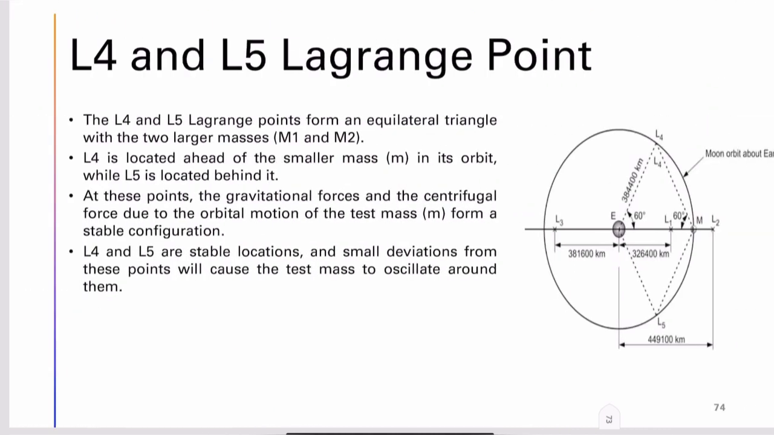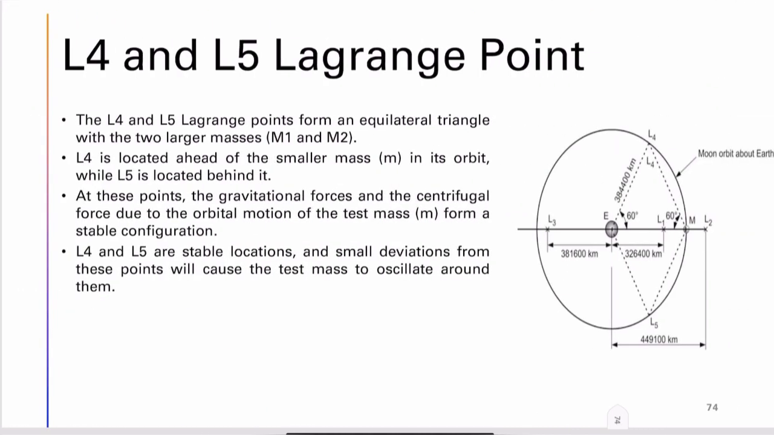Now, the last two Lagrange points are L4 and L5. So L4 and L5 are here. L4 and L5 form an equilateral triangle with the two larger masses M1 and M2.